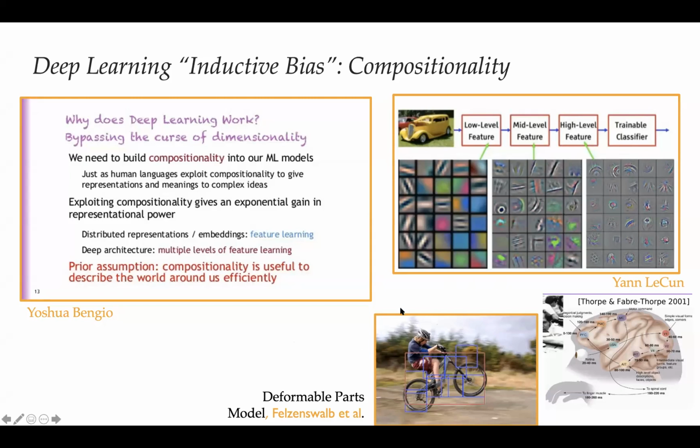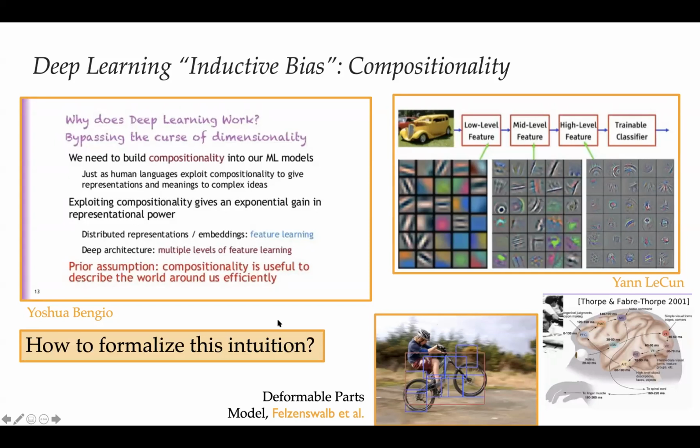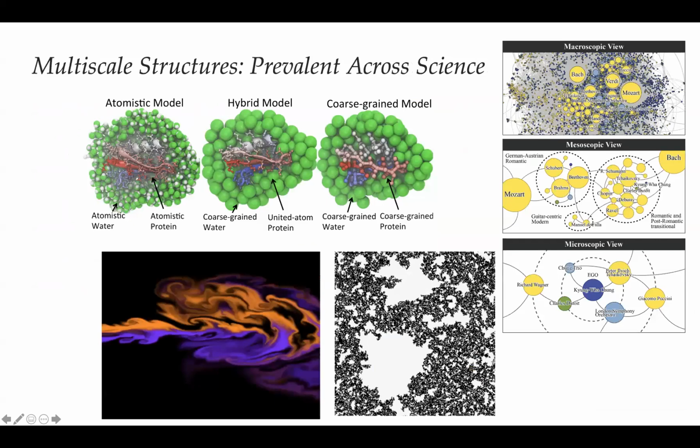For example, people have tried to understand objects like images as a hierarchy of different parts, right? That can even be deformed. The question here for us is, how can we formalize this intuition? Because it seems like we all share this intuition that compositionality should have some role in understanding the effectiveness of deep learning. So one possible way to formalize this intuition is, again, to look at physics and at different areas of computational science.